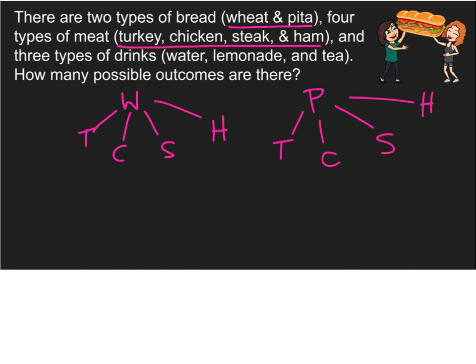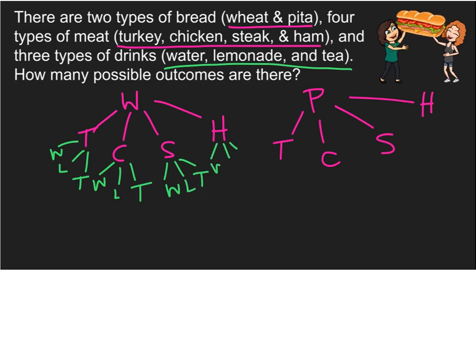So finally, I get to choose my drink. There are 3 different drink types: water, lemonade, and tea. So if I went with wheat with turkey, I could then choose water, lemonade, or tea. If I did wheat and chicken, I still can choose water, lemonade, tea. For steak, I still have those 3 options: water, lemonade, tea. Ham, I have my 3 drink options: water, lemonade, tea.